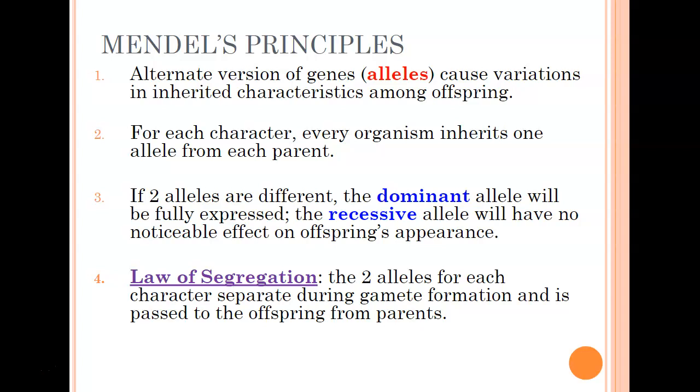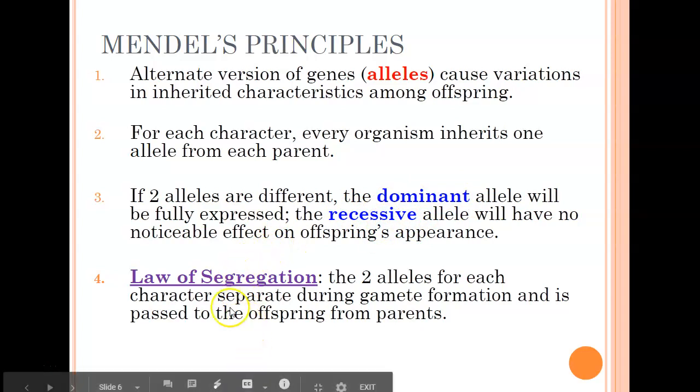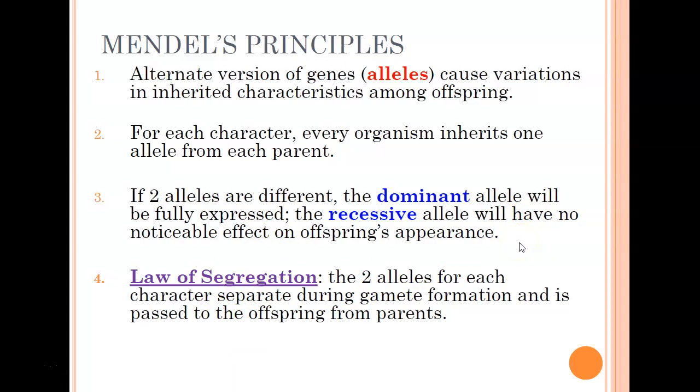If the alleles are different, the dominant one is the one that we see. The recessive one gets masked. And as an extension of that, if there is no dominant one, then you will actually see the recessive. So he arrived at something called the law of segregation. The 2 alleles for each character separate during gamete formation and are passed to the offspring from parents.